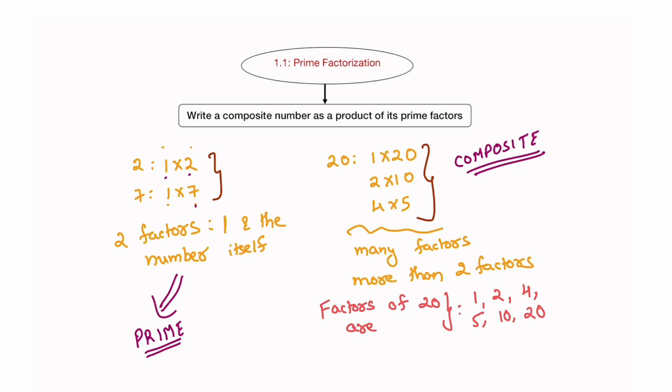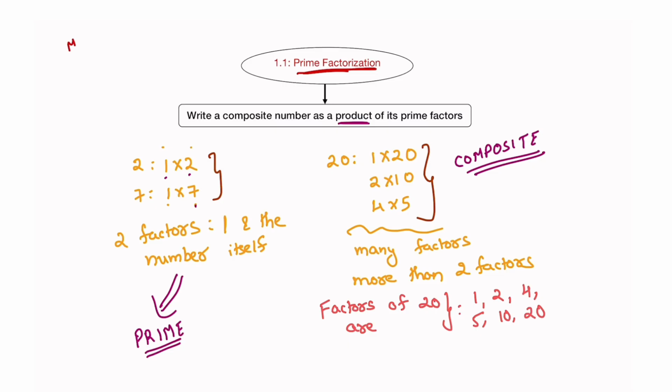So now, because they have composite factors, the idea here is to write a composite number as a product of its prime factors. So how do we do that? That method is called prime factorization. And there are two ways to do that. So let's use 20 as an example and understand both the methods.